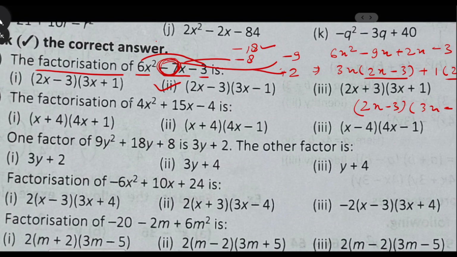Now our next question is saying that the factorization of 4x square plus 15x minus 4. Let us solve that question here. 4x square plus 15x minus 4. So 4 fours are minus 16, and you have to split this 15 as 16 and minus 1. So you can write like this: 4x square plus 16x minus x. On adding 16 with minus 1, you will get plus 15, and 16 into minus 1 gives minus 16. In this way we are going to split it.